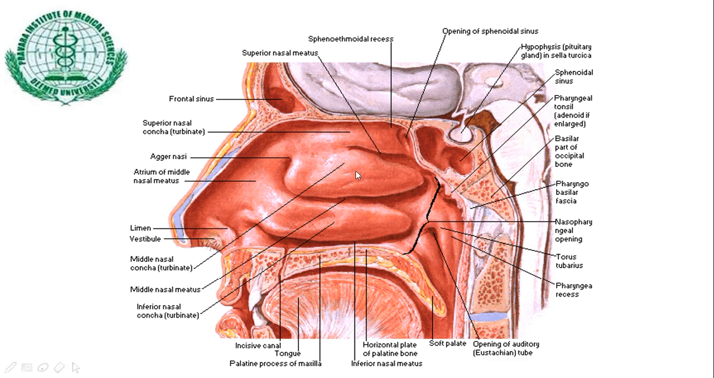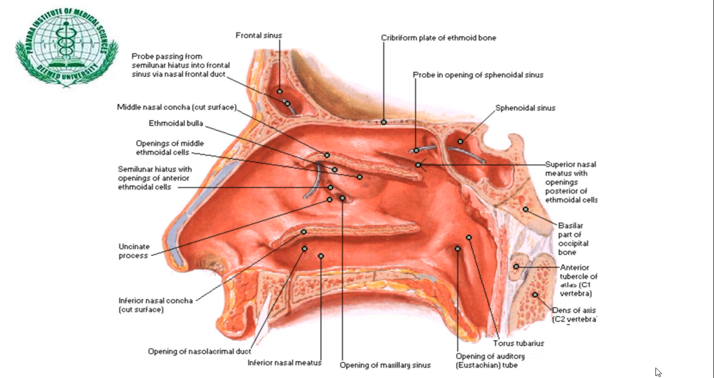The superior and the middle concha are projections from the ethmoidal labyrinth, while the inferior concha is an independent bone. The superior one is the smallest and the inferior is the largest of the conchae. As the conchae are removed in this picture, this is the space beneath the superior concha, the superior meatus, this is the middle meatus and this is the inferior meatus of it.